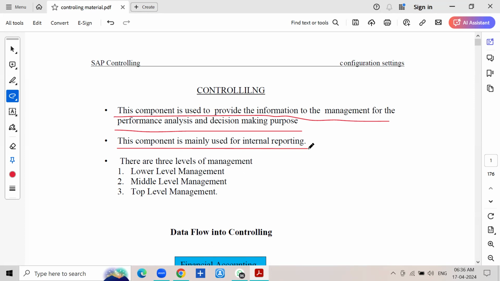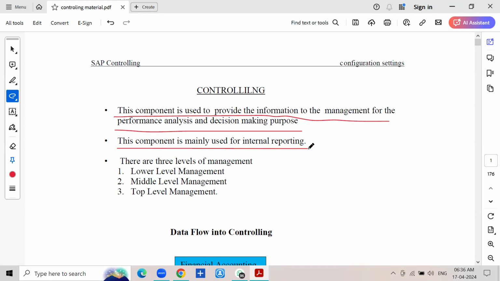The middle level management comprises the departmental heads. So these departmental heads, they want to understand how my department has worked in the previous month, whether my department has been able to achieve the targets or not, and what is the performance of employees in my department, whether they have been able to achieve the targets or not. This is called performance analysis. So the departmental heads are very much interested in the performance analysis at the end of every month.